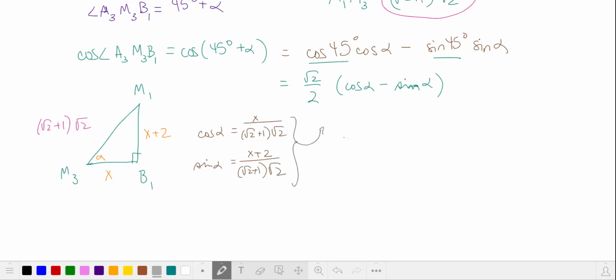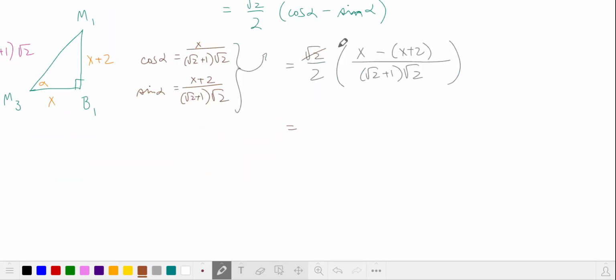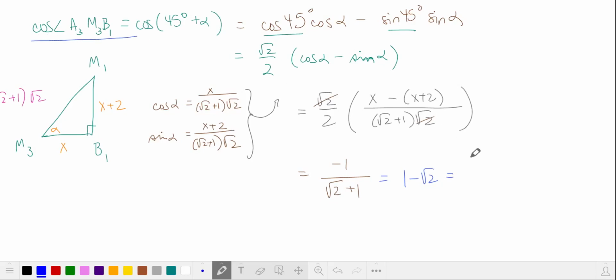So we'll substitute that in. We have the same denominator, and our numerator is x minus (x plus 2). The root 2's are going to cancel. We lose the x's in our numerator, leaving us with negative 2, which is going to cancel with the 2 in the denominator, leaving us with negative 1 over root 2 plus 1. And rationalizing the denominator gives us 1 minus root 2, which is this cosine, A3, M3, B1.